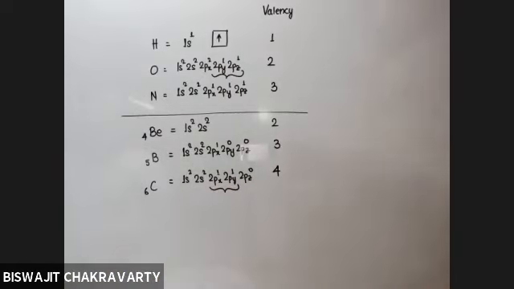So for the first 3 types of atoms, the valency is the same as the number of unpaired electrons. But for the last 3 types, the valency has not been found to be the same as the number of unpaired electrons. So how can you explain the valency of beryllium, boron, and carbon on the basis of the number of unpaired electrons? That we are going to discuss by making reference to carbon.